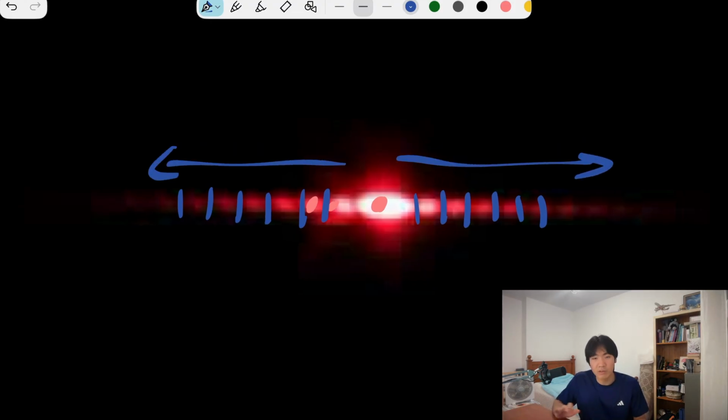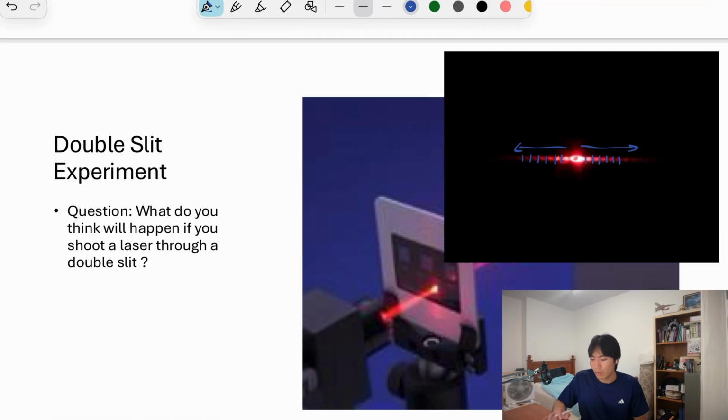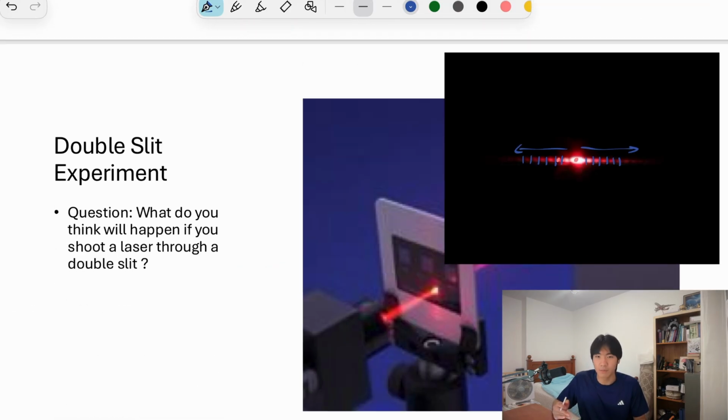Same on the other side, dark spots and bright spots, and they progressively get darker. We're going to be able to explain this. But just to tell you, why do you think this pattern forms? If you remember from the beginning of the video, you have to have knowledge of what the superposition principle is.